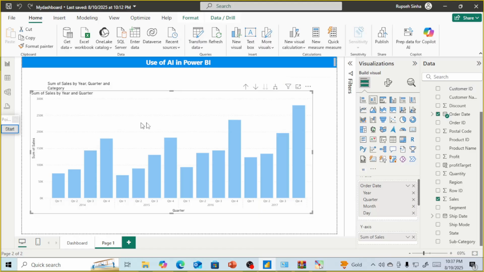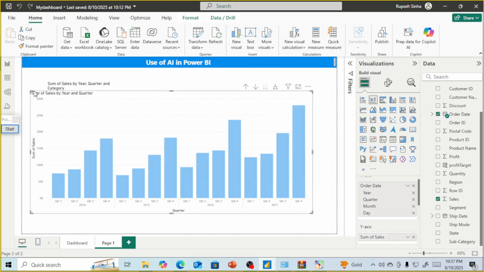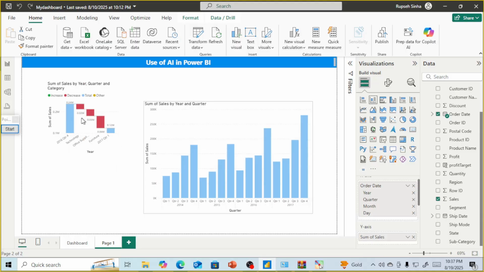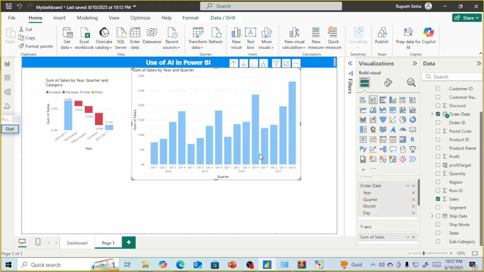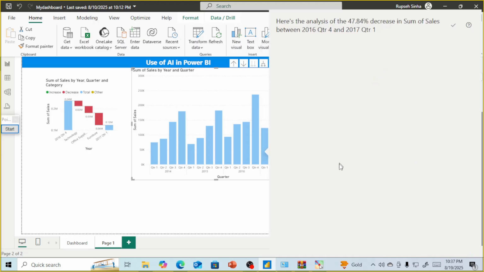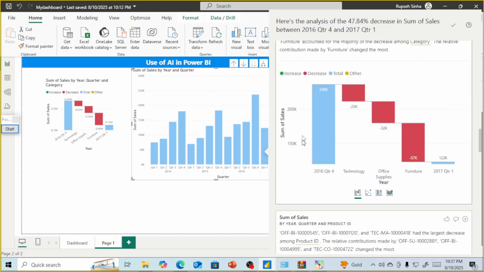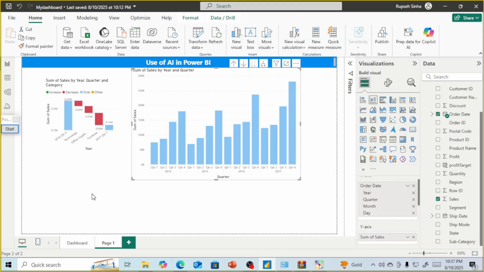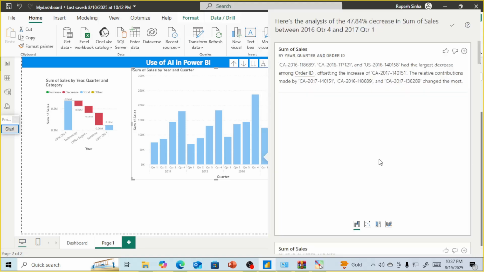So these two reports I would like to keep in my report here. So I have taken technology, furniture already I took. Now I want to take another report. Right click, analyze, explain the decrease.